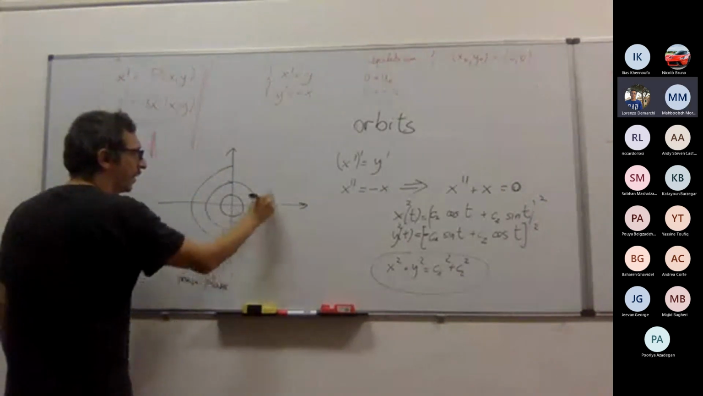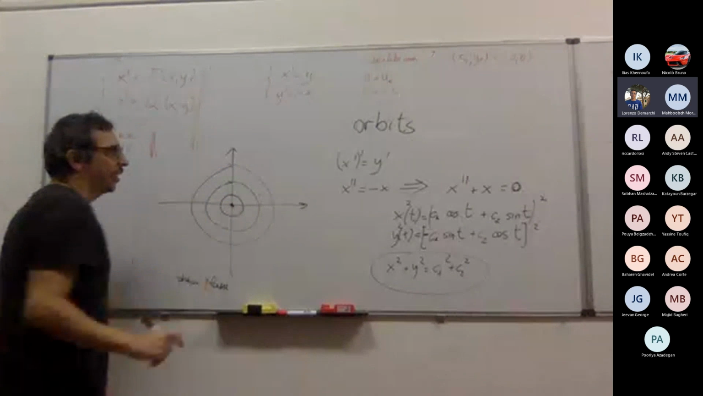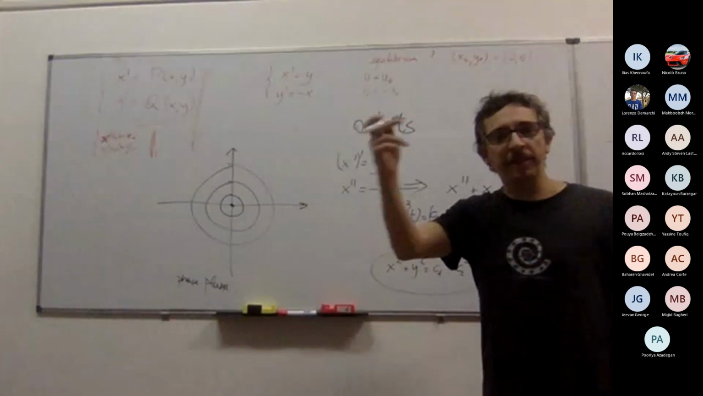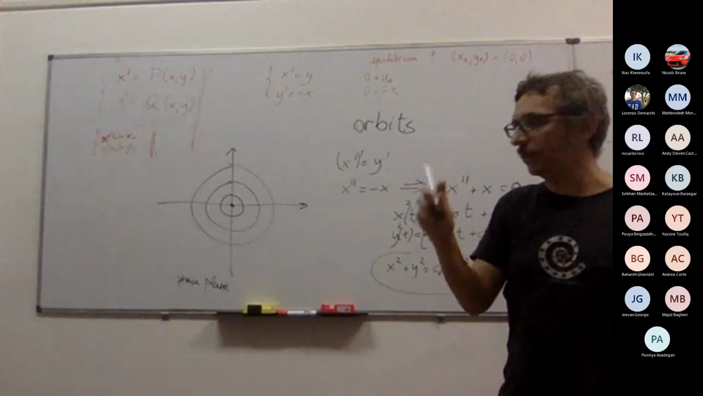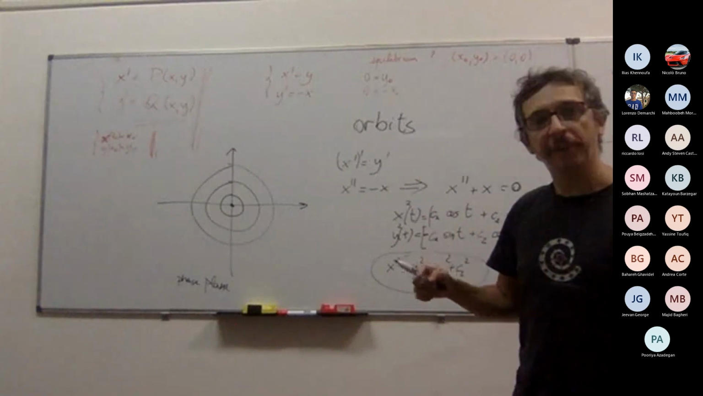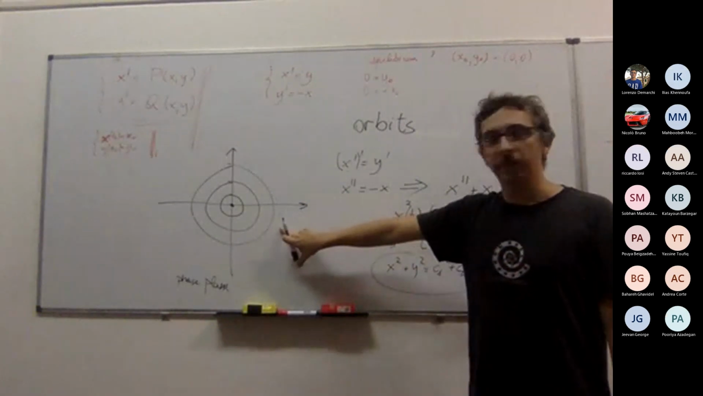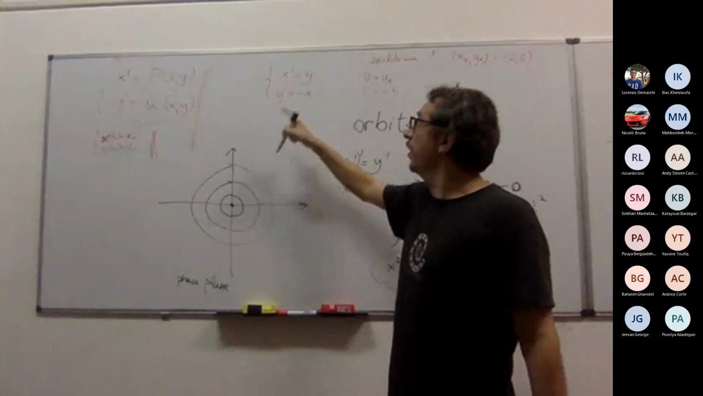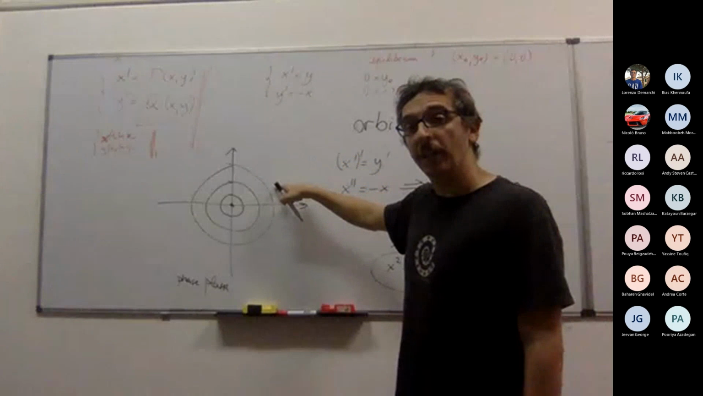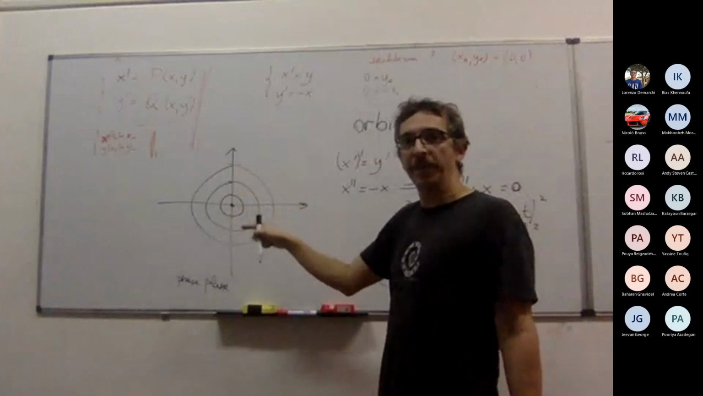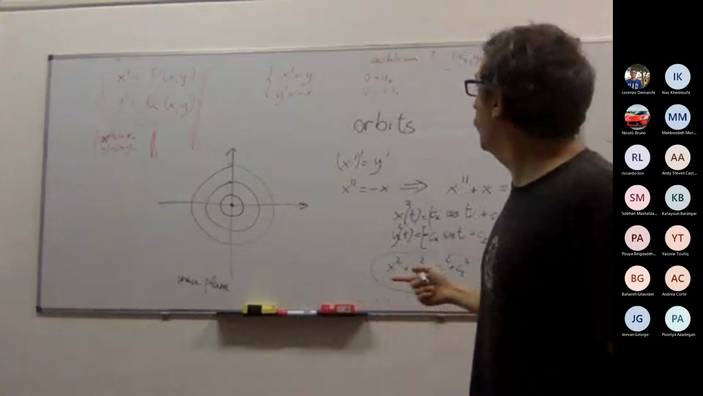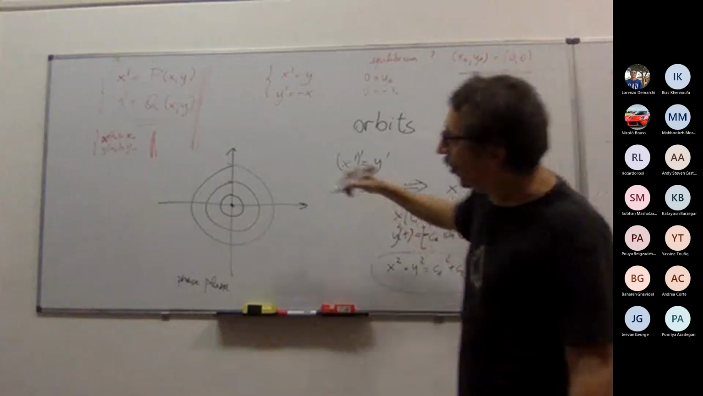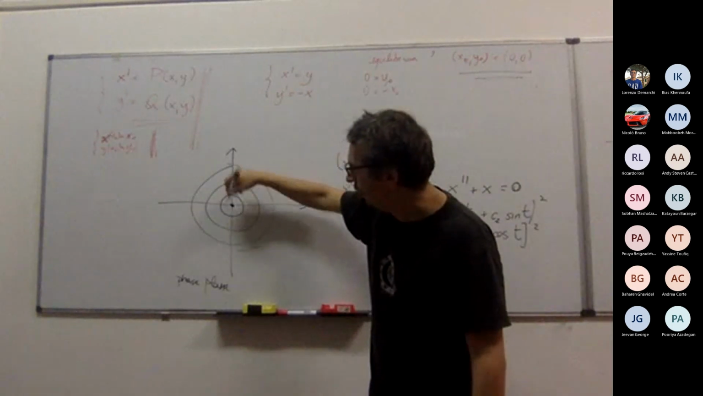The orbits for this system are going to be like these ones. Is this black pen better? Can you see this? Yeah, definitely more. Great. So the orbits of this system are going to be these ones. So they are circles. These are all the orbits. Plus, I will have this critical point, which is the origin of the phase plane here.